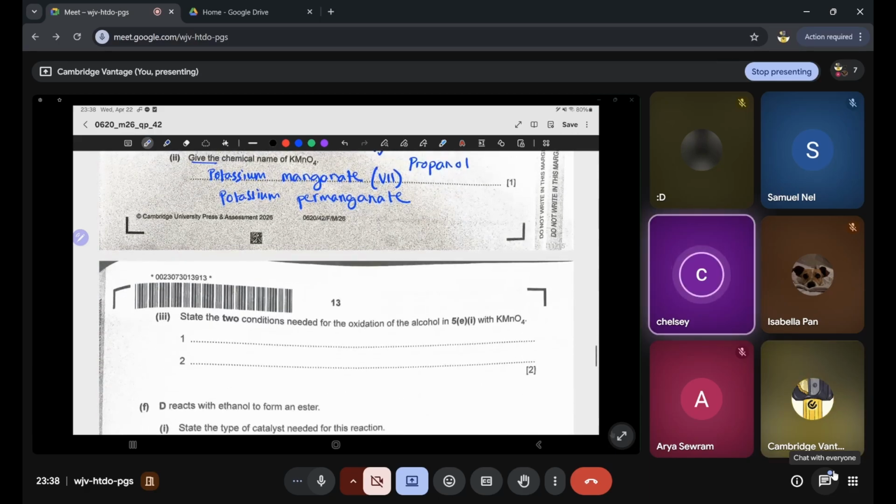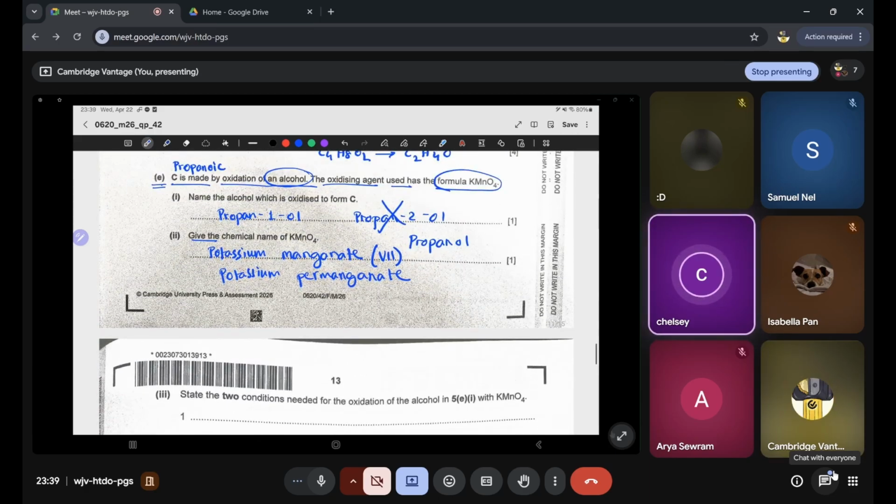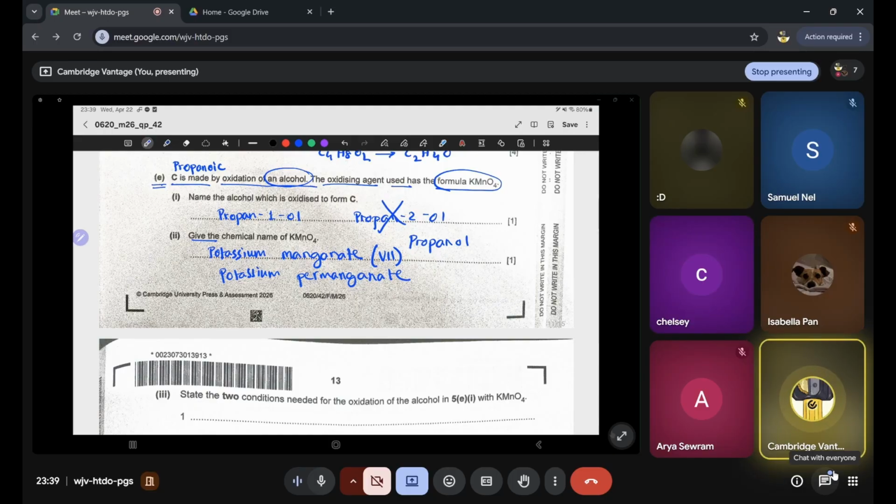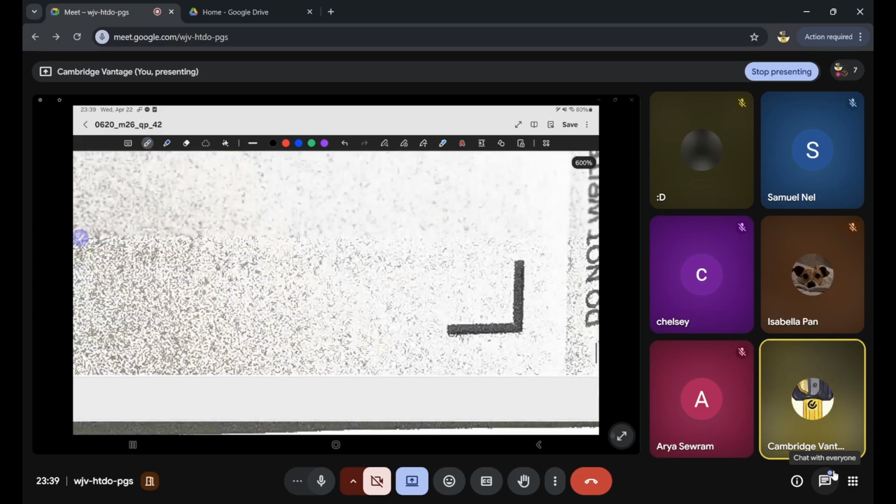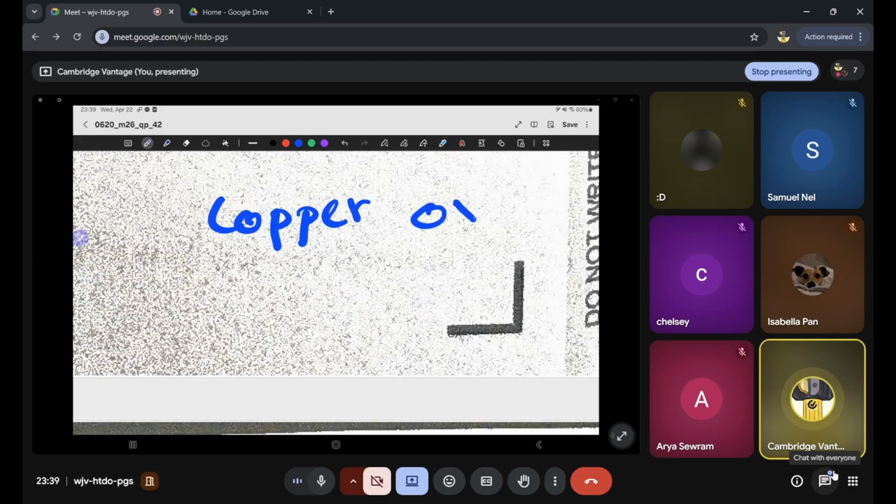Sorry. Would it affect in any way if we didn't write the 7 and we just wrote potassium manganate? The thing is, the oxidation number isn't really specified. Now, manganese is a transition element, and we know that transition elements can have variable oxidation states. So when we are writing the name of transition element compounds, we always try to specify the oxidation state, because let's look at another example. Copper oxide can have two formulas, CuO or Cu2O.